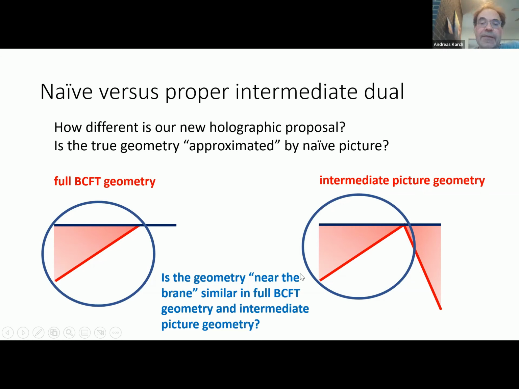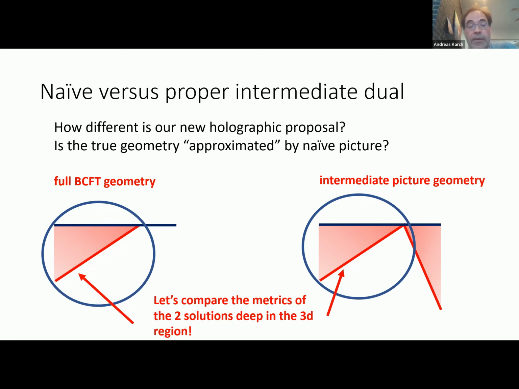So is there any sense in which maybe the geometry, at least near this brane or near the point where spacetime ends, is similar, and I'm not making a big mistake by having the intermediate picture live in the full BCFT geometry? Right, so that's the real difference. In the old ways, people saw the intermediate picture as living in this full BCFT geometry. What I'm telling you right now is the intermediate picture is a genuinely different geometry. There are two geometries. There's the full BCFT geometry, which really is only there to calculate quantities in the full BCFT. There's this intermediate picture geometry, which is the dual to the 3D CFT, which you then have to couple by hand to the super Yang-Mills bath. And you might ask yourself, is there some sense in which, near the endpoint of spacetime, these two geometries look the same?